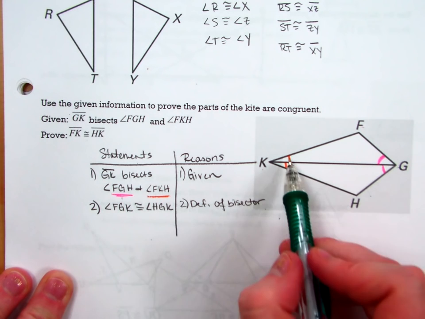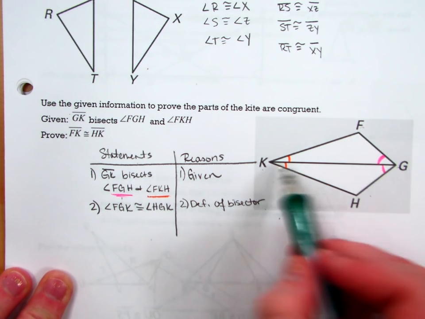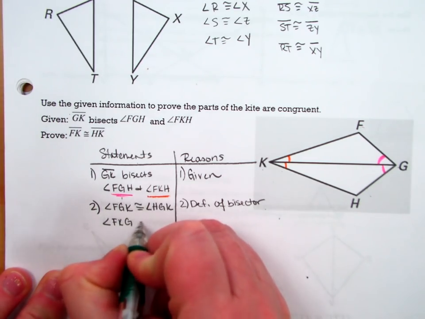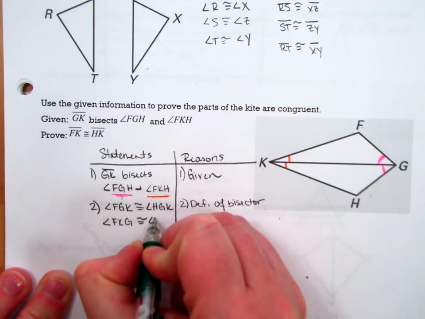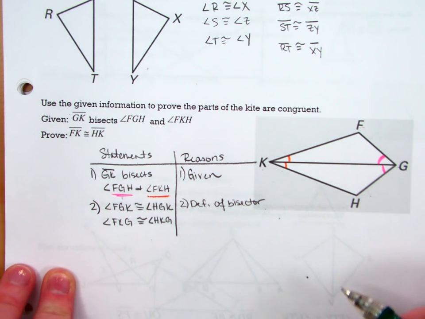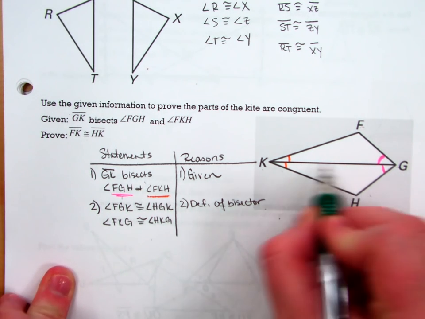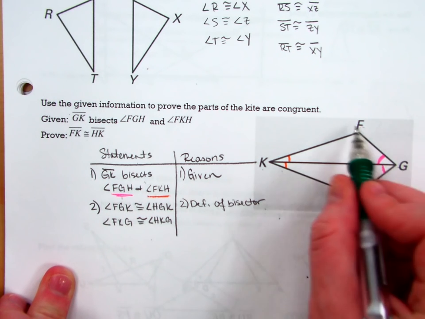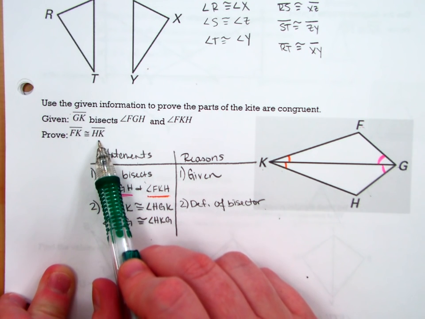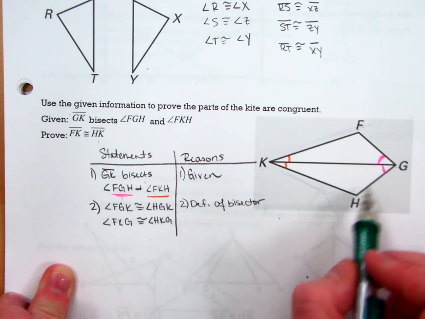And same thing with my orange ones, with FKH being bisected, FKG is congruent to angle HKG. So that's my bisector, and that was using my given. So now I don't have anything else but looking here at the shared side between my triangles. And since I want to prove that FK and HK are congruent, FK is up here, HK is down here, I got to prove these triangles congruent first.